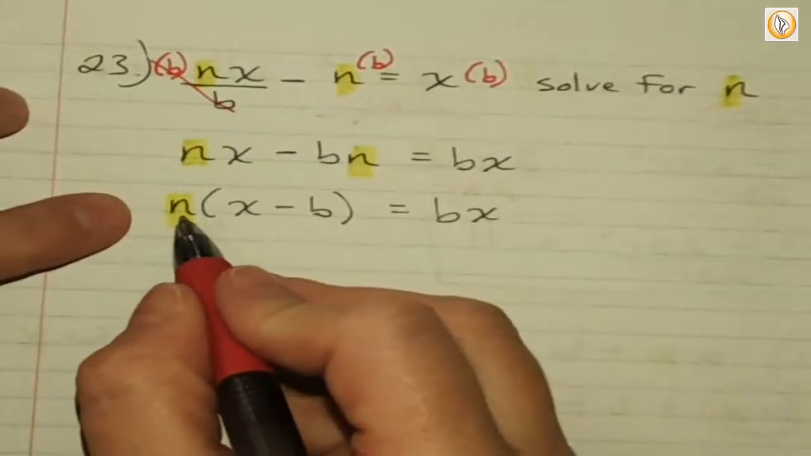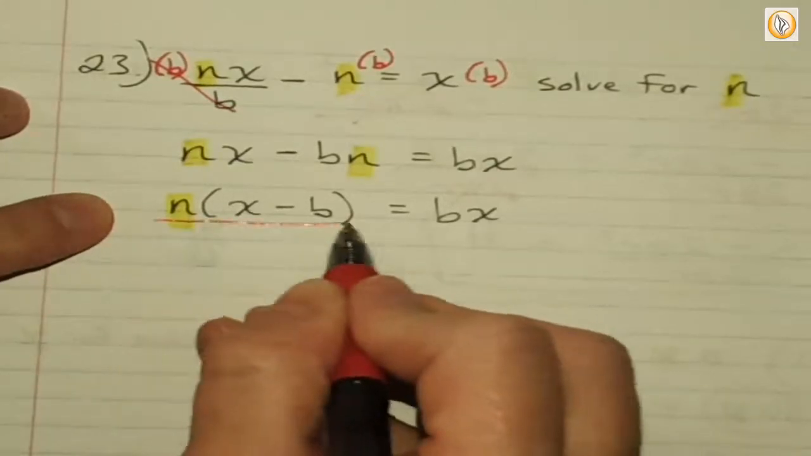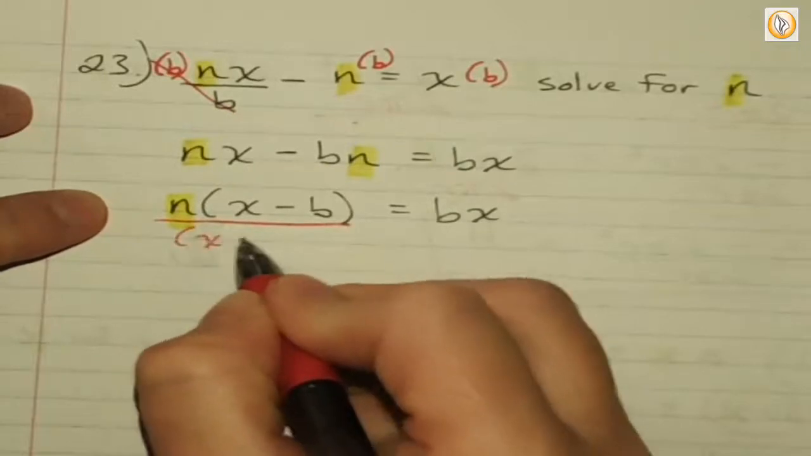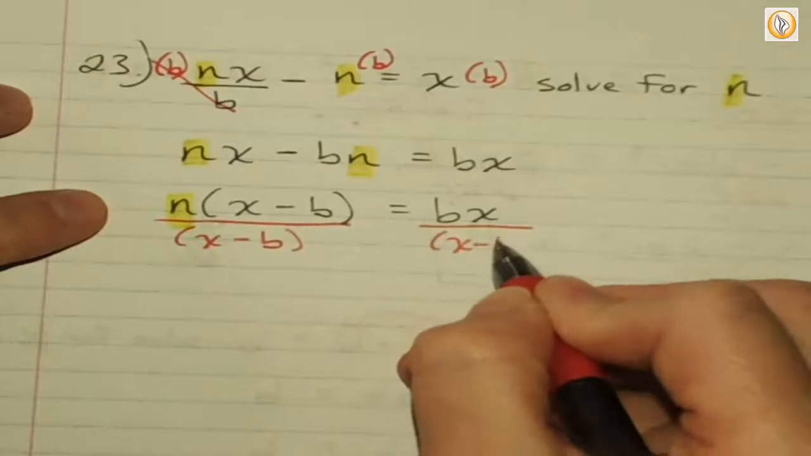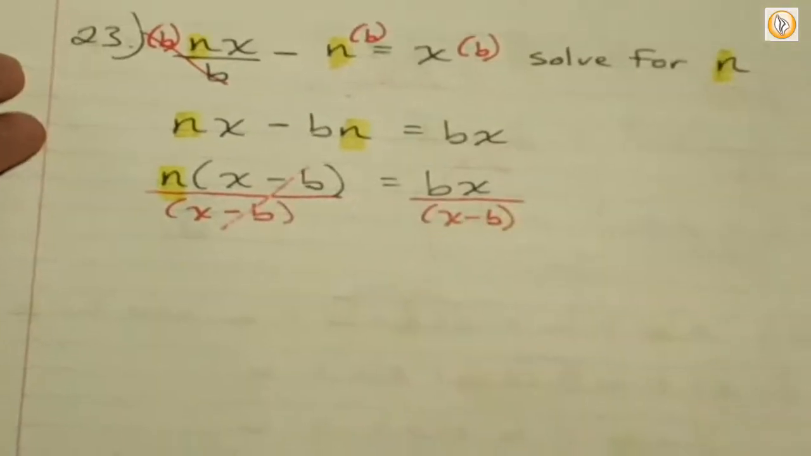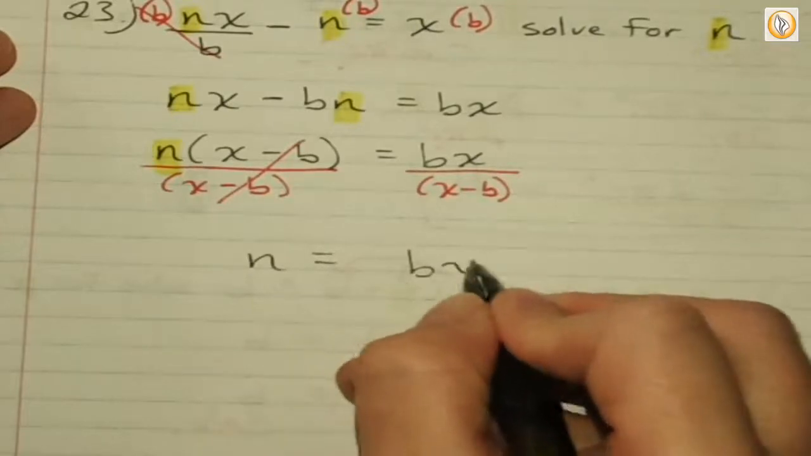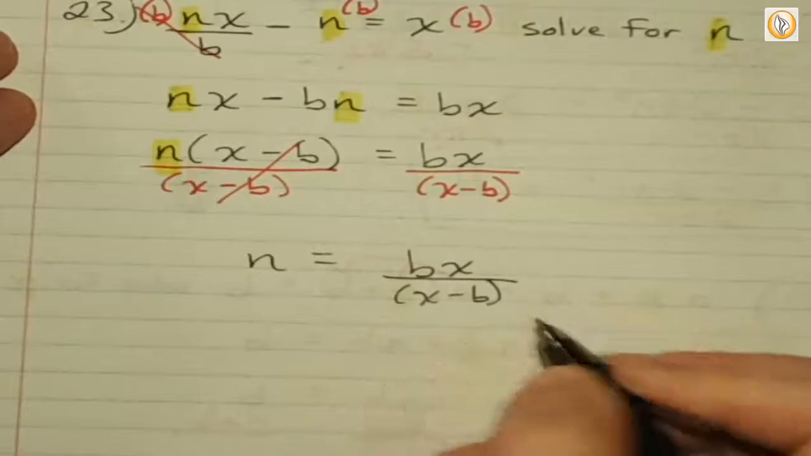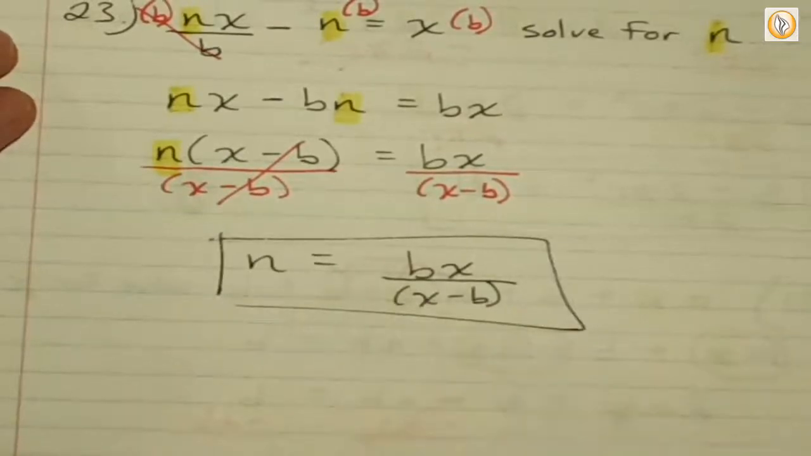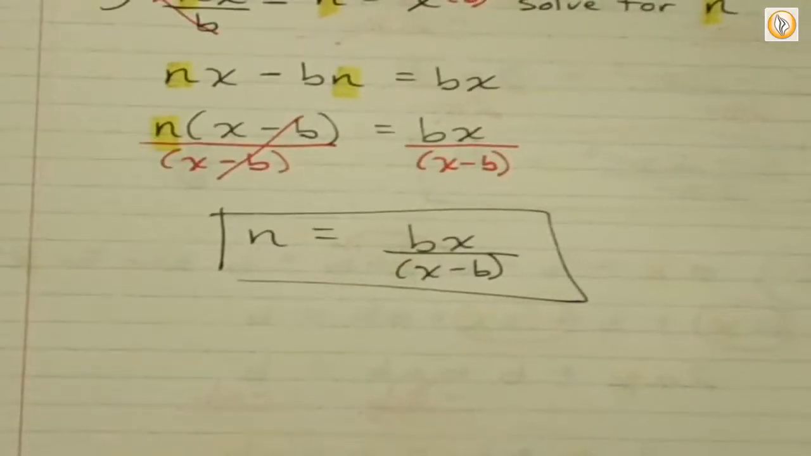Okay, so since n is multiplying with this whole thing, we're going to divide both sides by that whole thing. And those cross out, and I'm left with n equals bx divided by x minus b. And we're leaving it like that. Are there any questions?